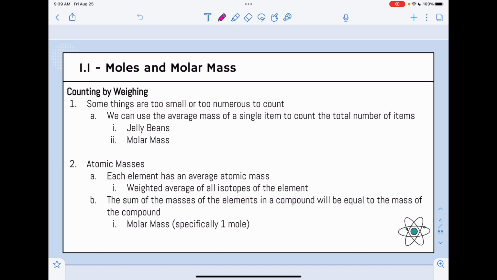So to calculate molar mass, we use the atomic masses. Each element has an average atomic mass, which we will look at later. It's a weighted average of all isotopes of that element. We've learned a little bit about that previously, and we're going to look at that in more detail in a later lesson. When you add them all up, we get what's called the molar mass.